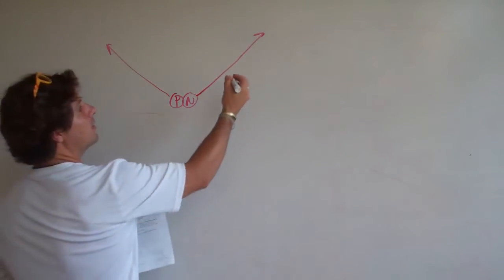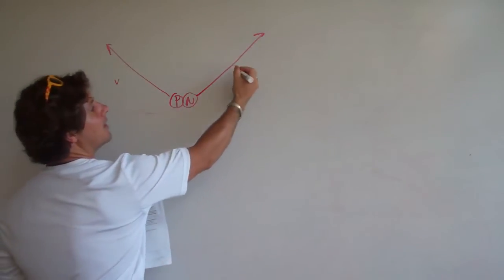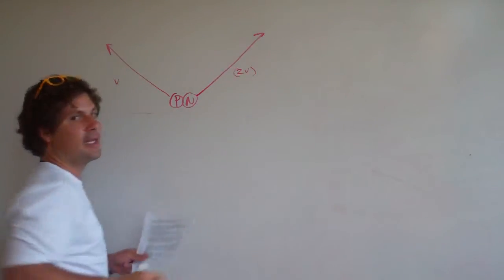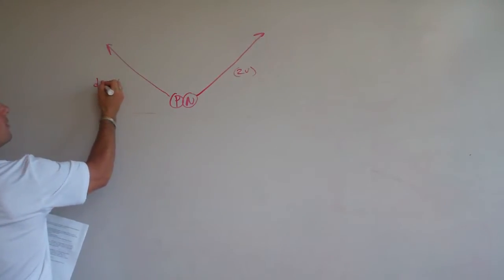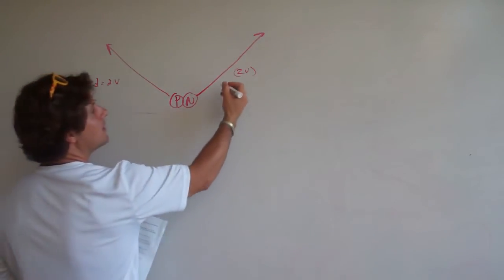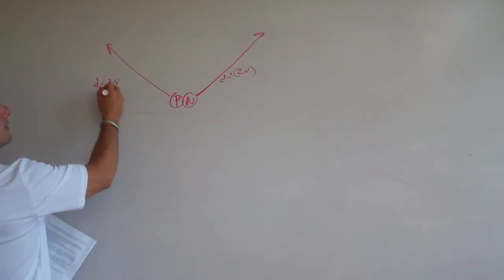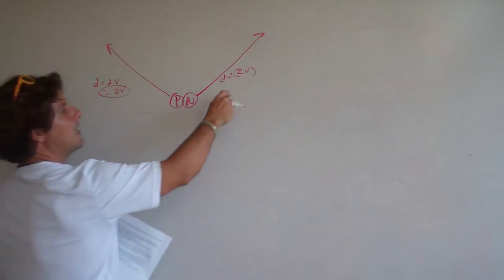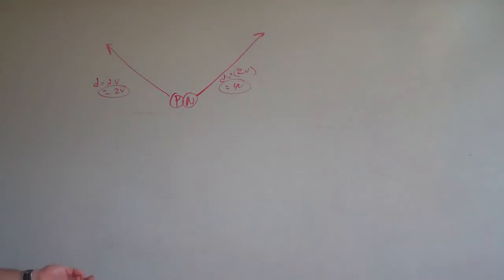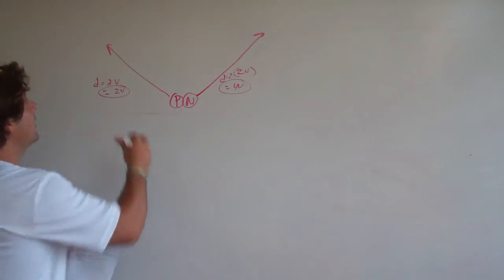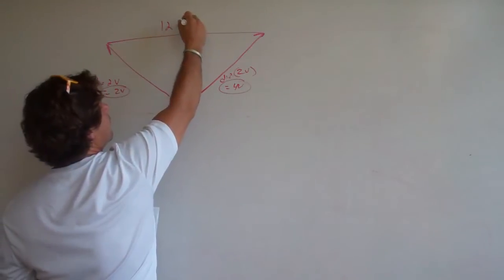So if we call Pierre running at some velocity v, Nicole's running at twice that velocity, and they are running for 2 hours. So the distance that they go is 2 times their velocity. So Pierre is going to run 2v and Nicole's going to run 4v. And we know that after those 2 hours have passed, they're 12 miles apart.